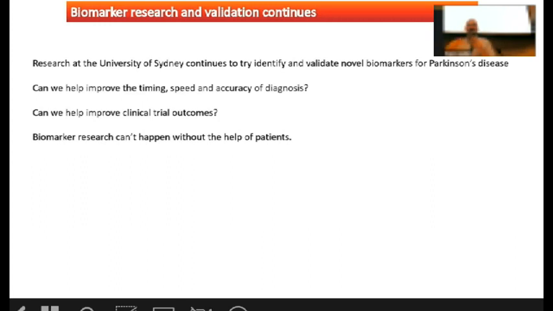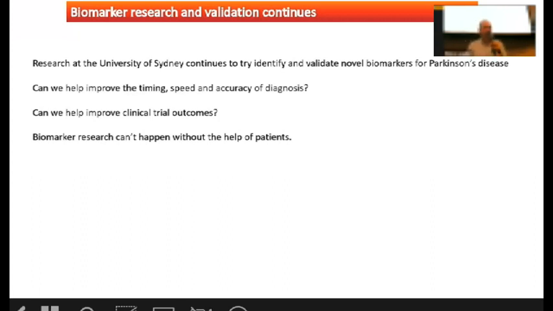And in particular, can we help improve clinical trial outcomes, either by having biomarkers that can tell us objectively if someone is getting better or not when they're on a drug therapy, or can we have biomarkers that help us put patients into specific therapies that are more likely to work for them?